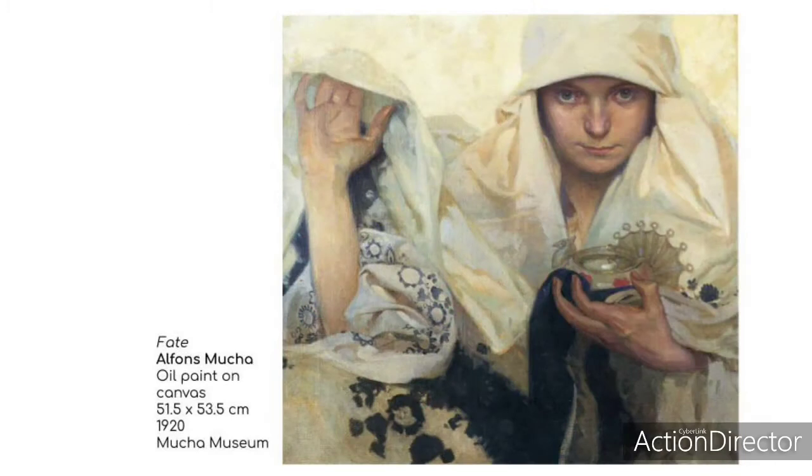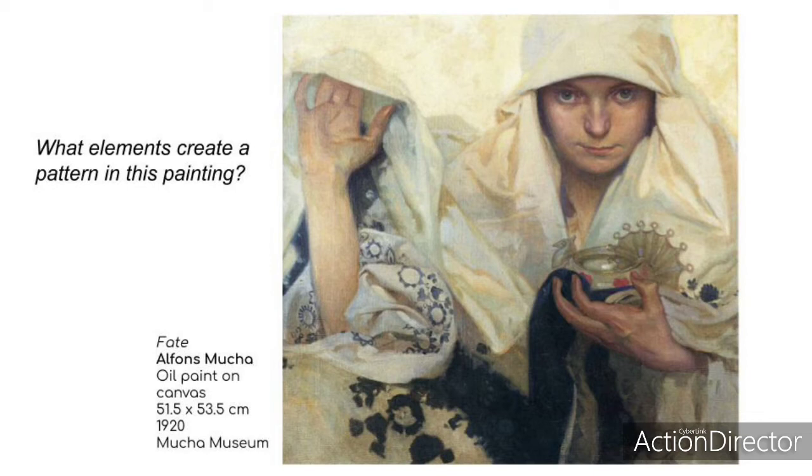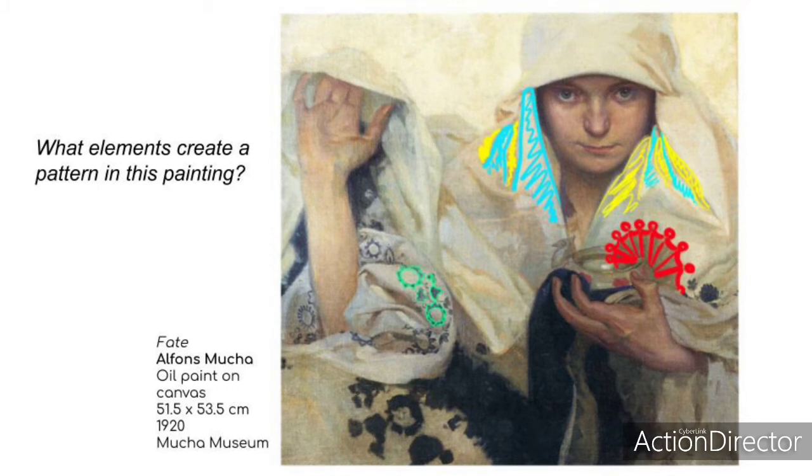Here's another. This is Fate by Alphonse Mucha. It is painted with oil paints on canvas back in 1920. So what elements do you see create a pattern in this painting? The patterns aren't quite as obvious here, and they do create some very interesting effects. Look at shadows and light. Look at folds. Look at how things are structured to find pattern. I found these patterns. See if you can find more.